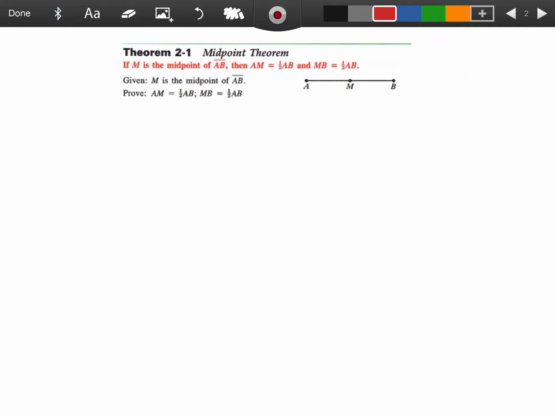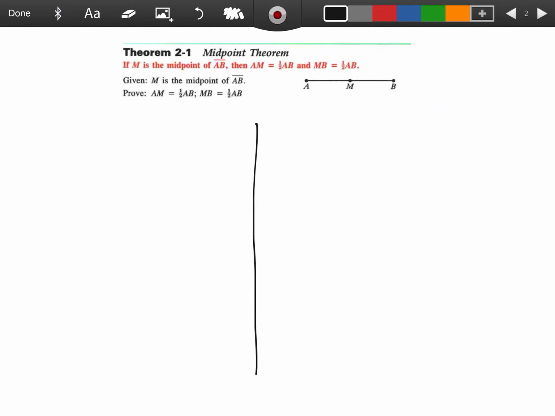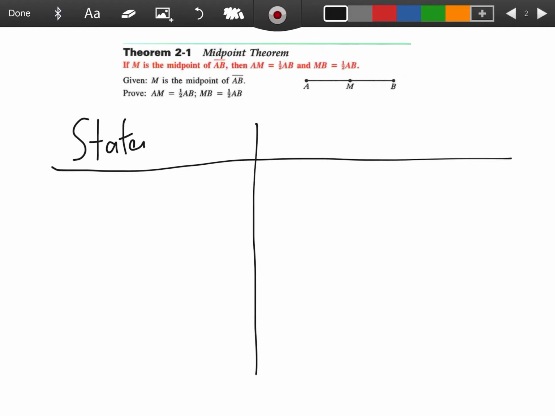But we want to use this as a proof. Let's state exactly how we were able to come up with that. We were able to talk through it, and now it's a matter of getting it down on paper. So we have our statements in the left column, our reasons in the right. Remember that we always start with our given information first.